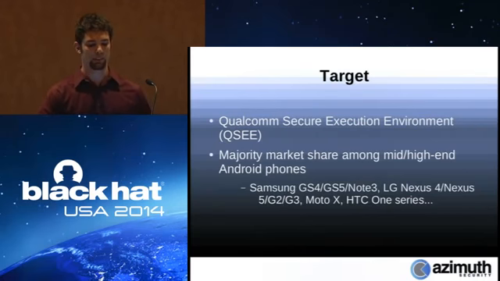Qualcomm enjoys a majority market share, especially among mid to high-end Android phones, especially in North America and Europe. Basically, if you have heard of a flagship model by Samsung, LG, Motorola, or HTC, and it's for sale in Europe or North America, chances are it's running a Qualcomm chipset and as a result is using Qualcomm's TrustZone kernel. So it's by far the most popular TrustZone kernel in the market today.